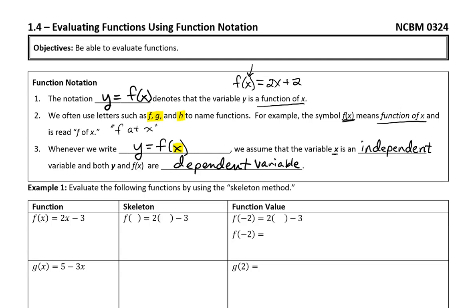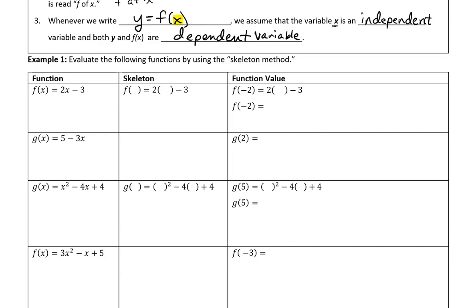So looking at our table, we have some functions on the left over here. We have a couple of skeletons set up, and you can kind of see why it's named a skeleton method. And then we're going to do some plugging in and some work to find the values. So in our first function, we have f of x is equal to 2x minus 3. So notice the right side has my variable x. So when I evaluate something here, whatever x we have inside of these function parentheses, I know that's what I'm going to use to plug in on the other side of the equal sign.